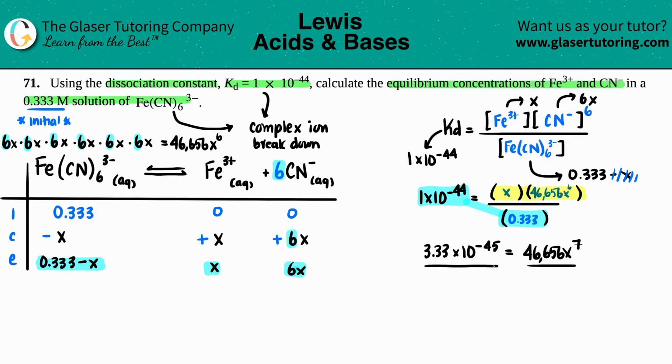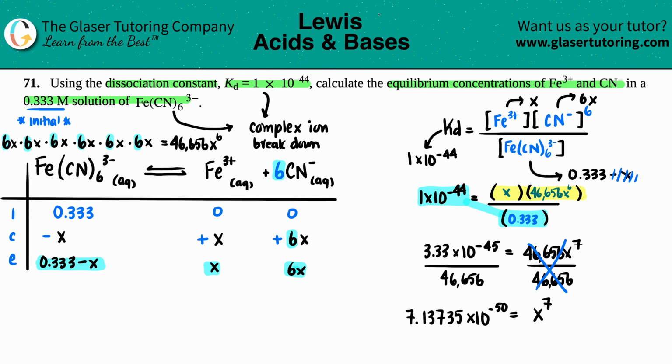So just solve for x. We're going to divide by the 46,656. So that cancels this out. So we have just x to the 7th for now. This divided by 46,656, I get a long decimal. It's really a small number. 7.137, I guess we'll say 3.5, that should be good enough, times 10 to the negative 50.